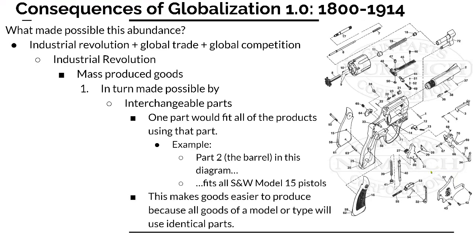This makes it much easier to produce things because all of the products of a specific type or a specific model will use identical parts. Not everything is custom made or handmade. It's made to be interchangeable with other parts.